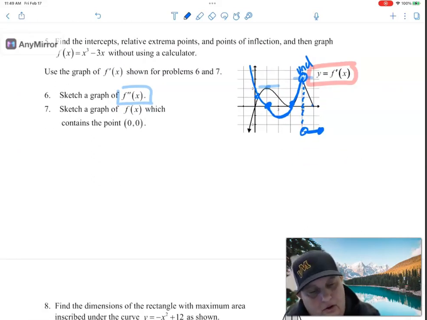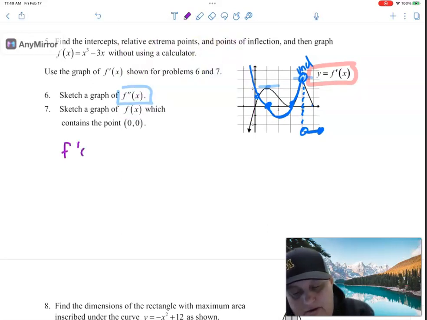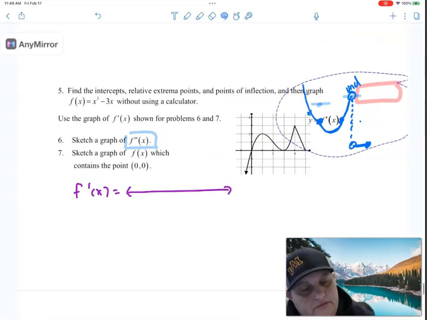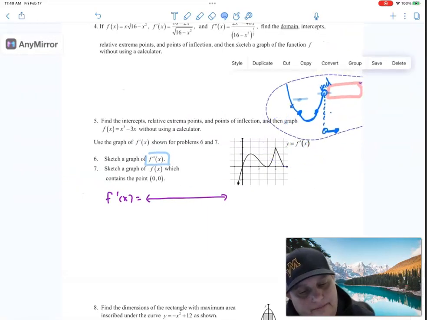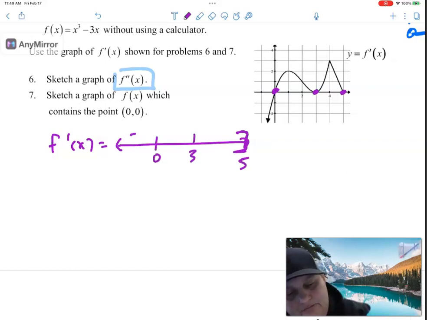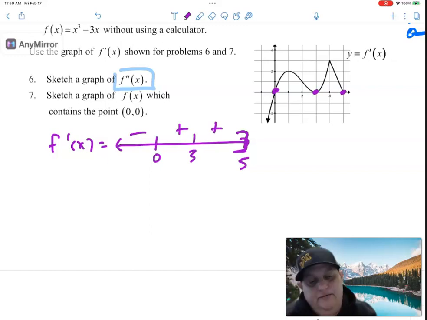Now I'm going to go backwards. We're going to go to f of x. The way I'm going to do that is I am going to do a couple of sign line graphs. So let me just move this second derivative out of the way for just a minute. Now check it out. The first derivative is 0 at 0 and 3 and 5, and this is closed at 5. It's below the axis, then above. So this goes decreasing, increasing, increasing.